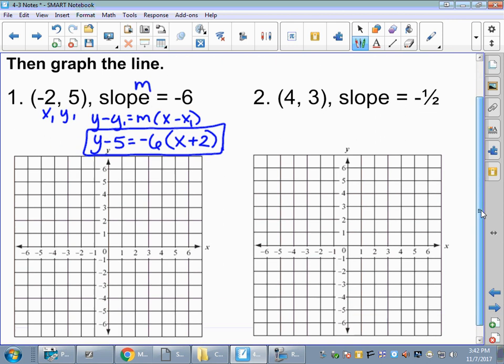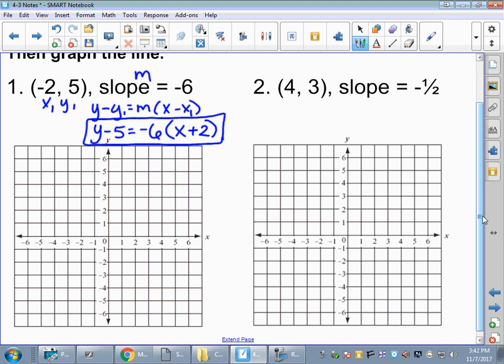To graph, you simply start at that point, -2, 5. So instead of starting at the y-intercept, we start at the particular point they give us, and then we count slope. Down 6 over 1. Down 6 over 1. And then you connect and extend. It's that simple. I actually like point-slope form more than I do slope-intercept.